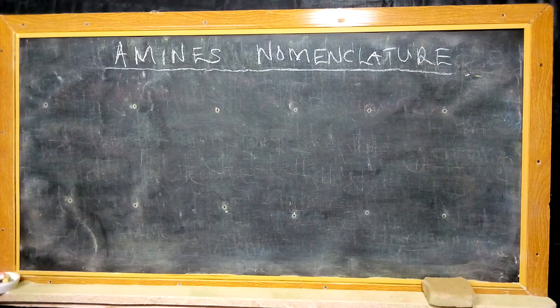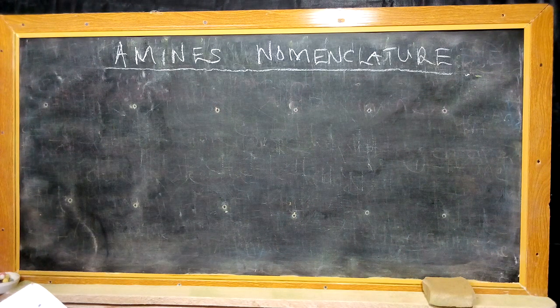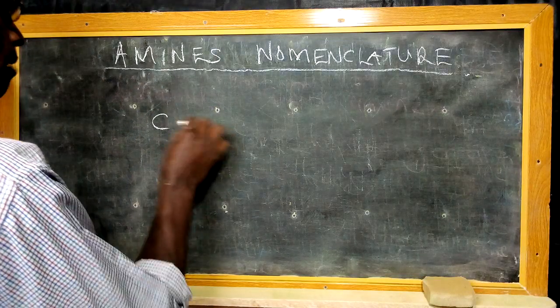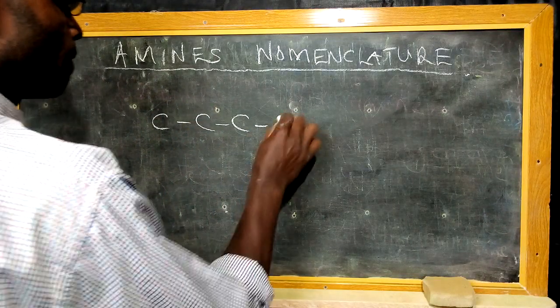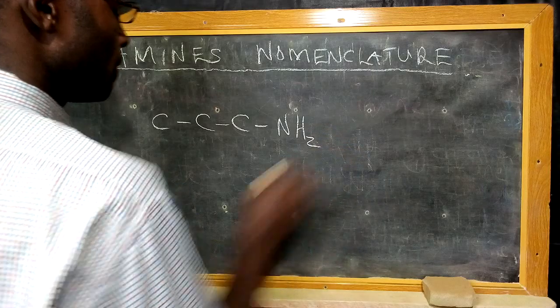So let's look at one of the examples of amines, and then we shall look and see whether it's a primary, secondary, or a tertiary amine. But what we're interested in as of now is giving it an IUPAC name or a common name if it's generally acceptable. It's the one to be used. So for that case, we have an example of an amine.